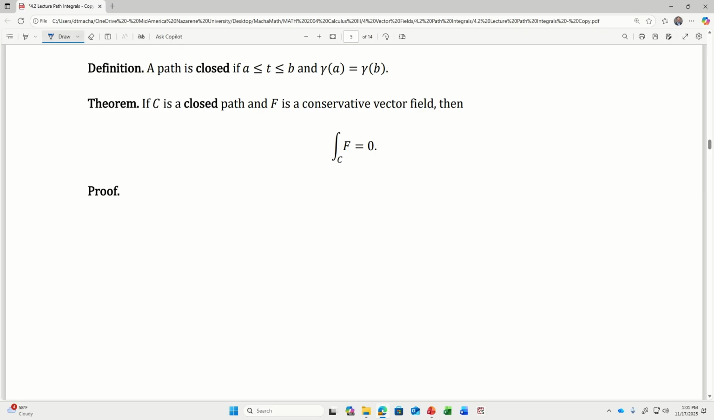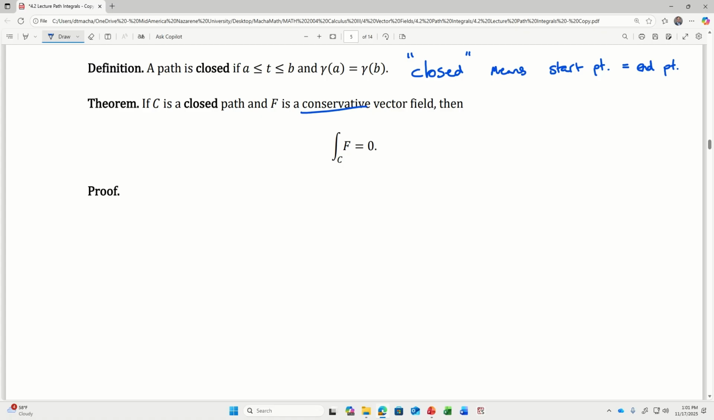So, more definitions, more theorems. A path is closed if the start point and the end point are exactly the same. Closed means the start point and end point are the same. And the proof of this theorem saying, okay, I want to integrate a conservative vector field over a closed path, that's going to give me a 0.